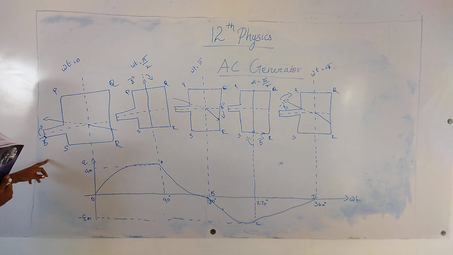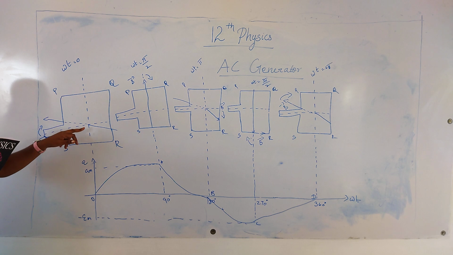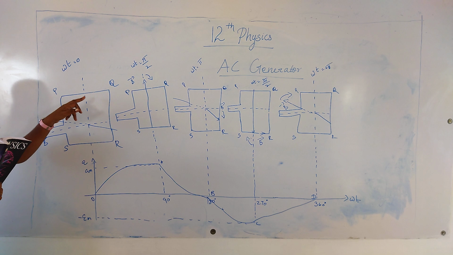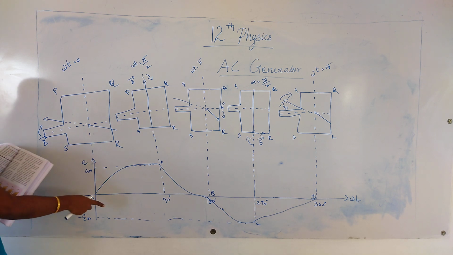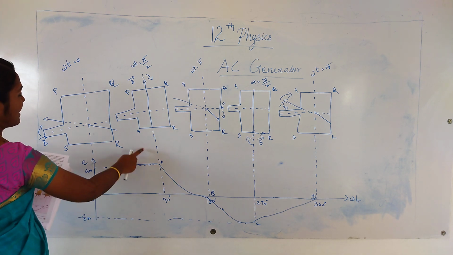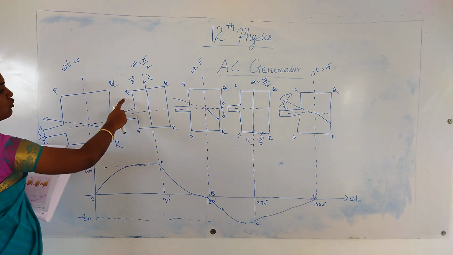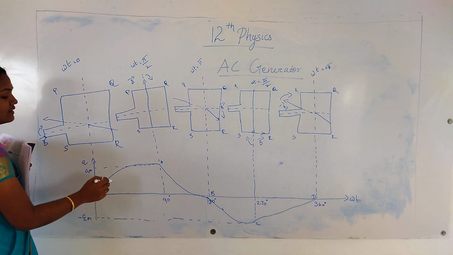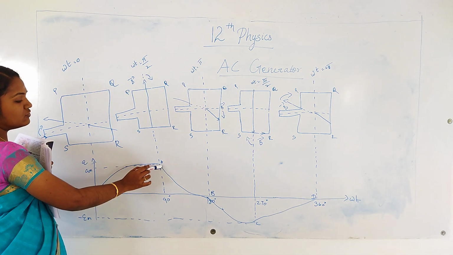At the assumed position, the field magnet is horizontal. At that instant the direction of magnetic field is perpendicular to the loop PQRS. Here the induced EMF is 0 in the graph. Then when the field magnet rotates through 90 degrees, the direction of magnetic field is parallel to the loop PQRS and it reaches the maximum induced EMF. This position is marked as A.